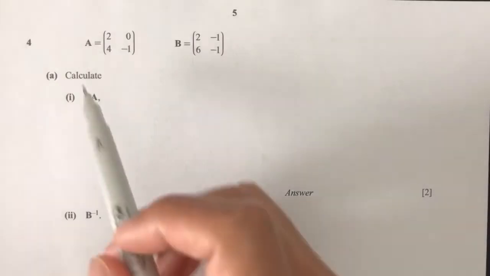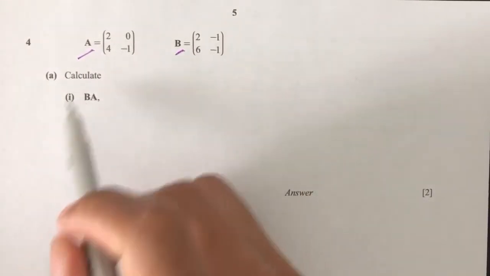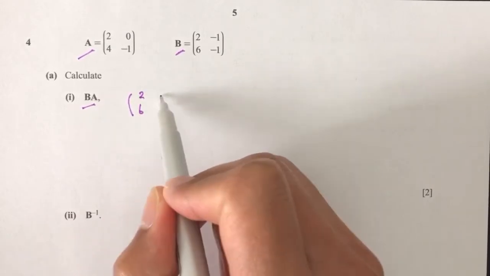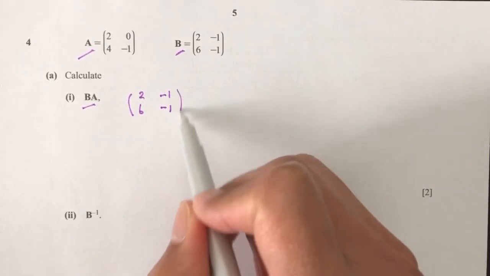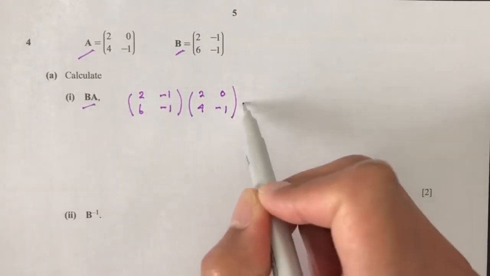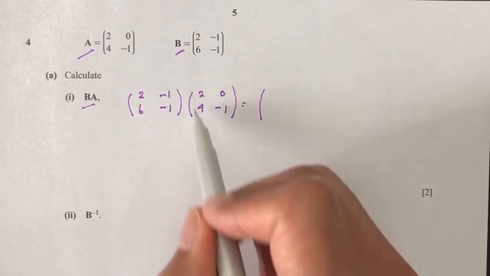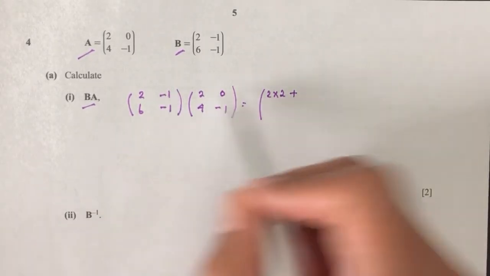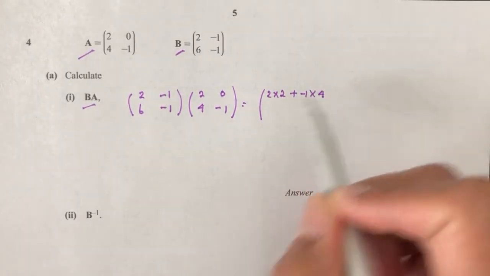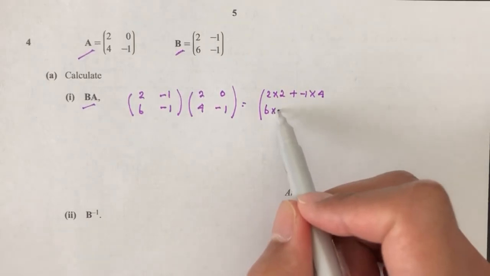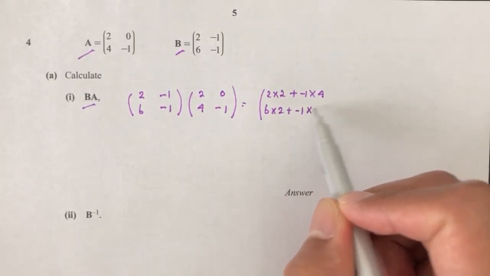Question number 4, we have two matrices A and B. Part 1, find BA. So multiplication of the matrix B, 2, 6, minus 1, minus 1, times A, which is 2, 4, 0, minus 1. It is always rows by column. So 2 times 2 plus minus 1 times 4, and then this one by this one, 6 times 2 plus minus 1 times 4.